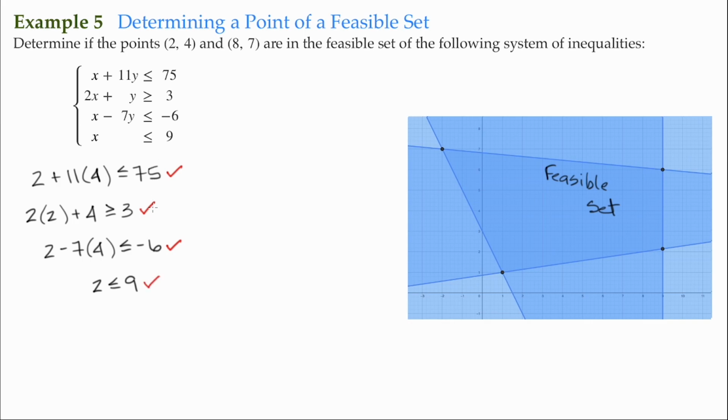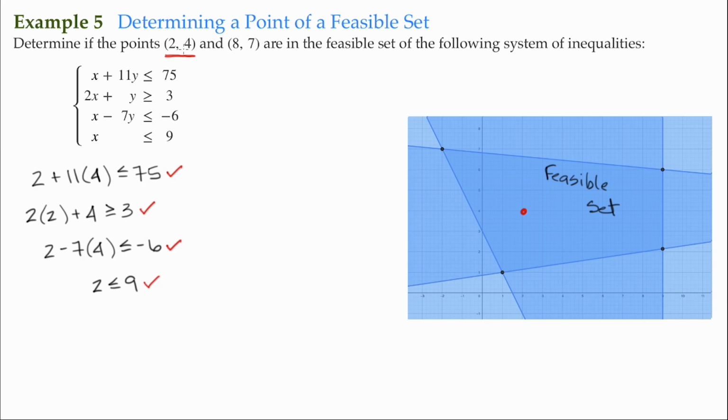So since it satisfies all the inequalities of our system here, then we could say that (2, 4) lies within the feasible set. Now, since we have this graph of this system, we can see that it actually sits in there. I'm just going to count off 1, 2, and then count up 4: 1, 2, 3, 4. So graphically or visually, we could see that (2, 4) sits right in the middle of our feasible set. So now we're going to see if (8, 7) also sits in our feasible set.